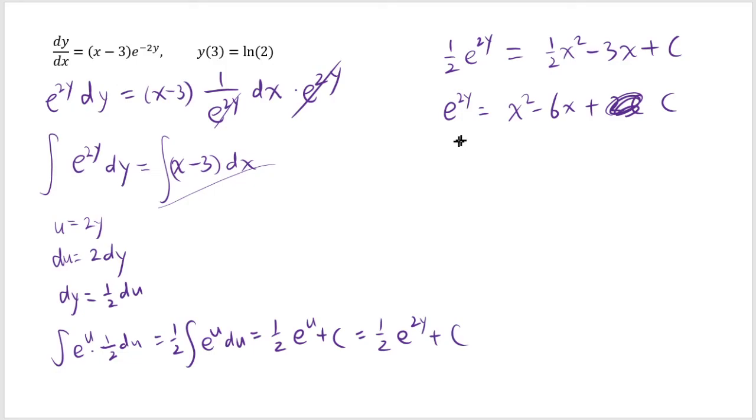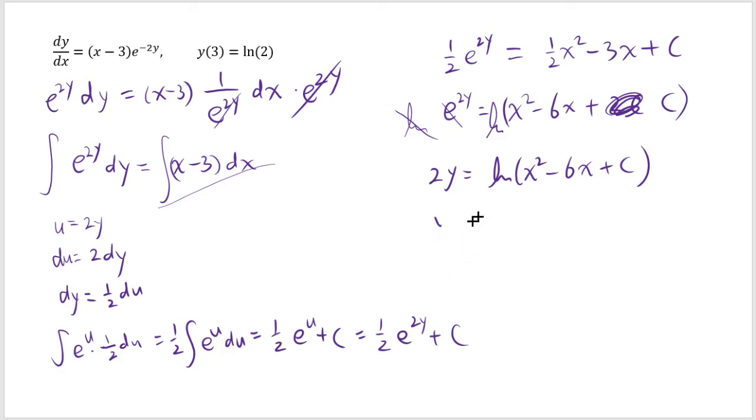Okay. Take ln. You can't take ln term by term. You have to take it of the whole thing. Okay, you have to be careful here. ln and e cancel, so you get 2y equals ln of (x squared minus 6x plus c). So you get y.